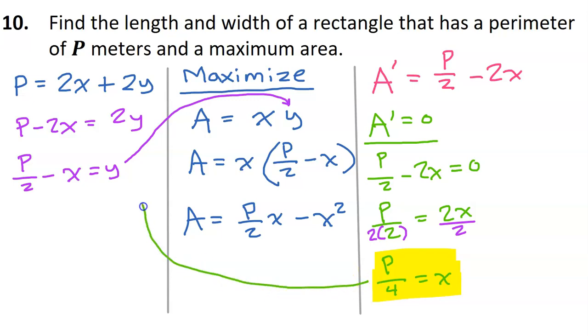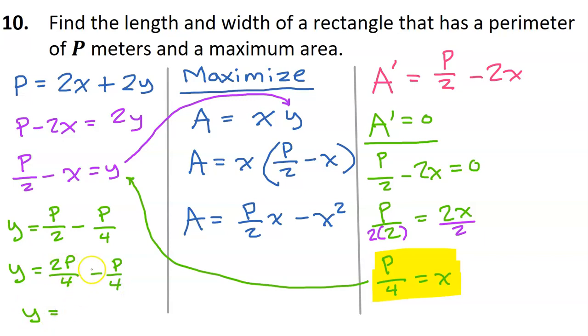But what about the y value? Let's substitute this in over here. So we get y equals p over 2 minus x. So that's minus p over 4. Let's make like denominators. So we have y equals 2p over 4 minus p over 4. So y equals p over 4. So these are the values of x and y that maximize the area.